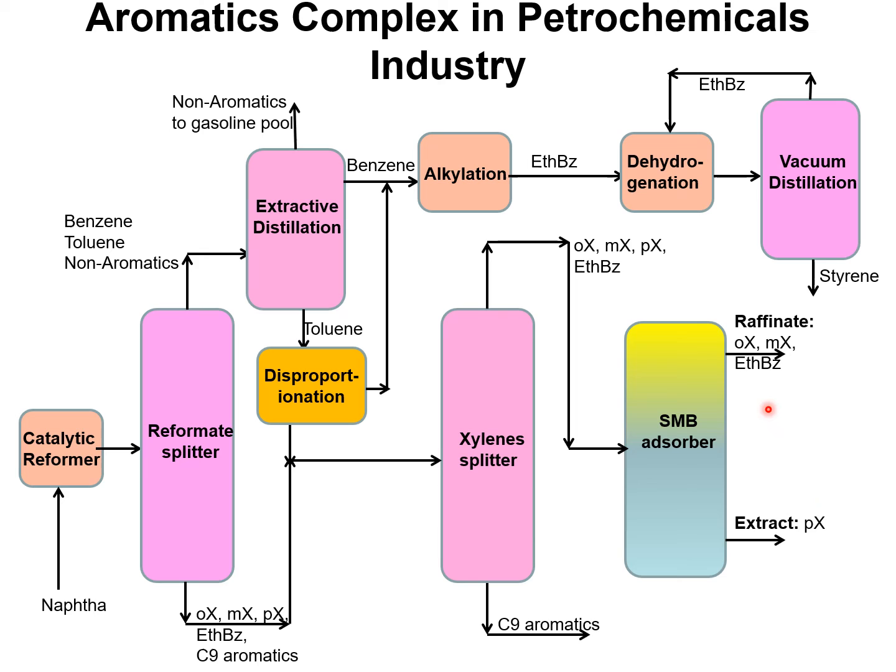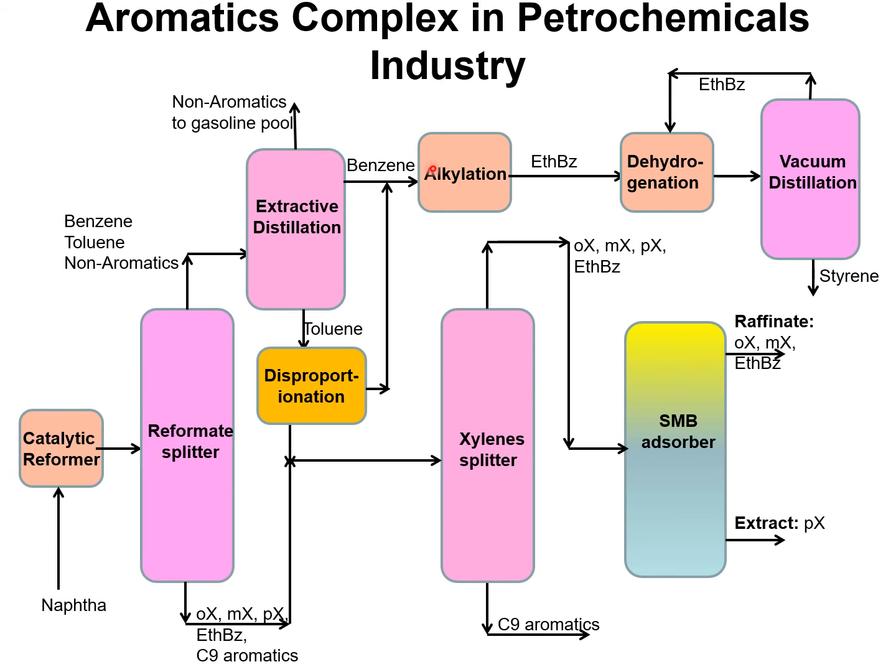There are two products from the SMB adsorber. The raffinate contains orthoxylene, metaxylene, and ethylbenzene, and the desired extract contains paraxylene. If you follow the tops from the reformate splitter, we have benzene, toluene, and non-aromatics. The aromatics, especially benzene and toluene, are recovered from this mixture by using extractive distillation.